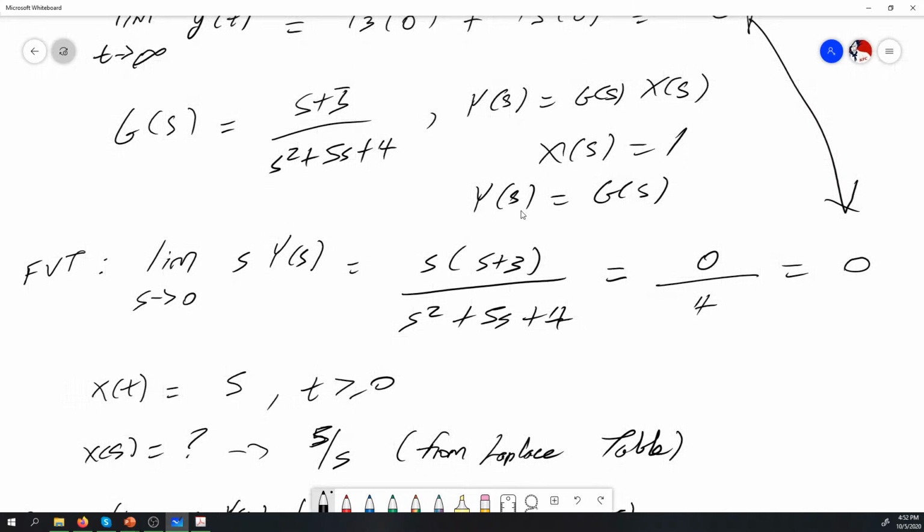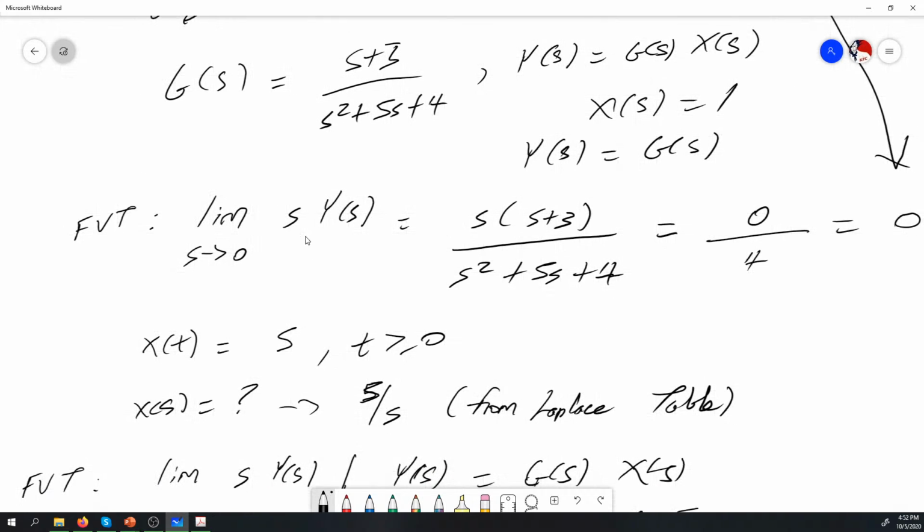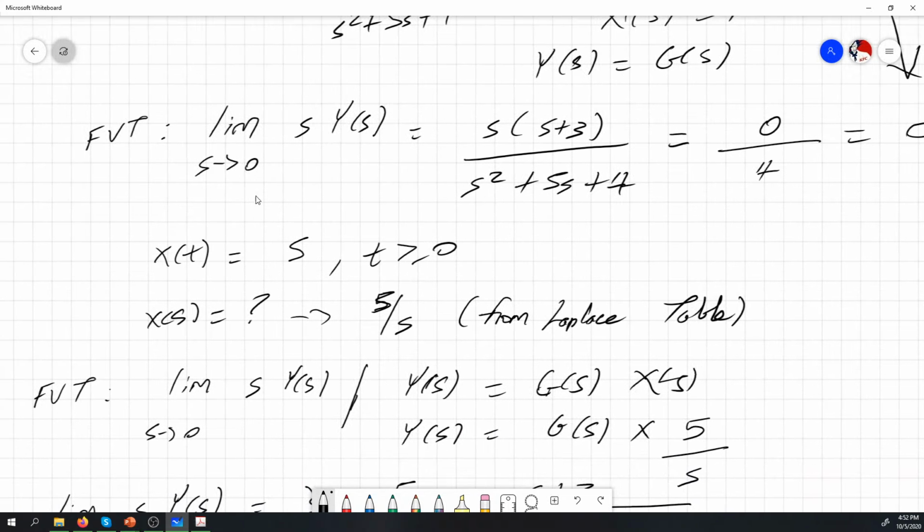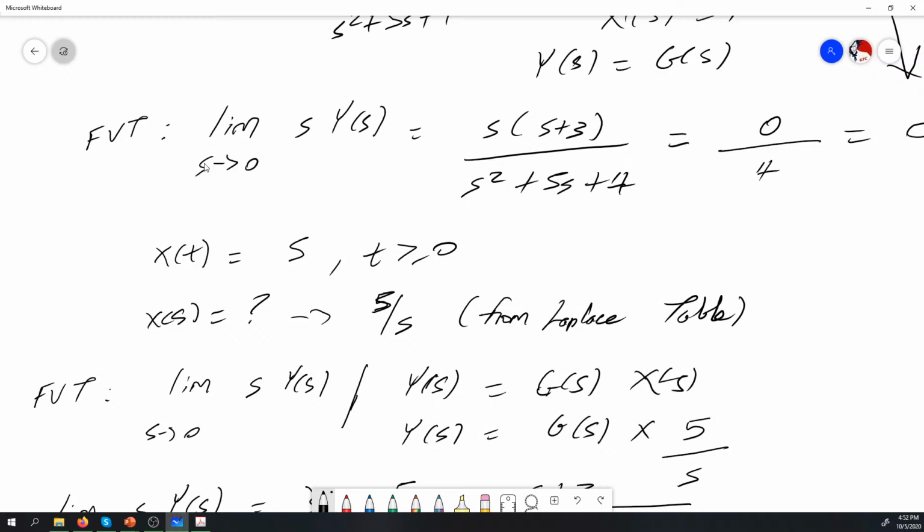Because we know Y(s) here was equal to G(s) from a previous explanation, being X(s) equal to 1, because it's a unit impulse in time. That comes like if we just do the final value theorem here, for the limit as s tends towards 0, of sY(s).